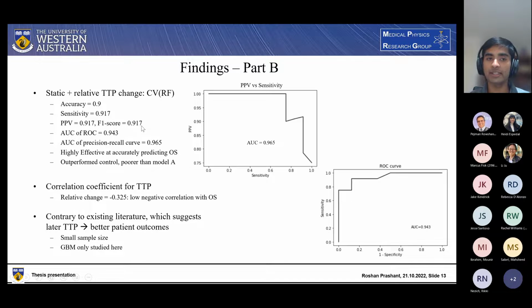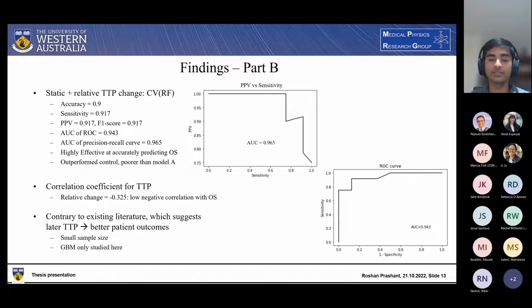However, a comparison with Model A shows that despite them both having a very similar accuracy, Model A outperformed Model B on all of these parameters. So Model B had a slightly poorer performance. An analysis of the correlation between TTP and overall survival also showed that there was a low negative correlation between change in TTP and overall survival.